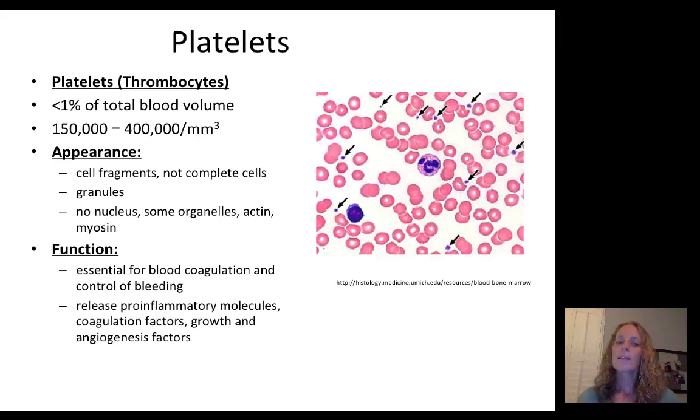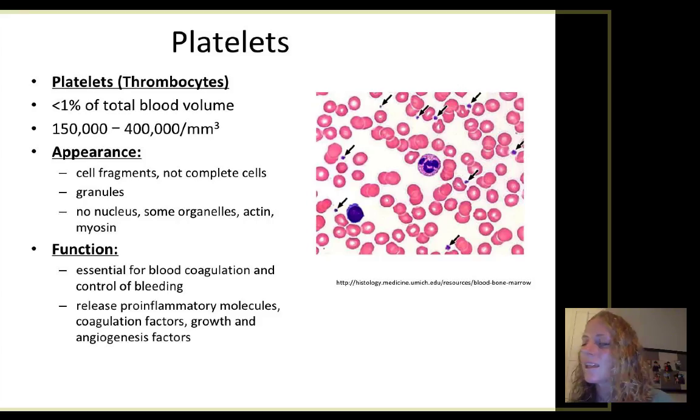For the cellular components, or the formed elements of blood, we also have platelets. Platelets are called thrombocytes, and they're less than 1% of the total blood volume. About 150,000 to 400,000 for the counts for platelets. They are not complete cells, they're just fragments. And if you didn't know what they were, you might just think that they were dust on your blood smear. So let's look here. Here we've got this image that has several arrows pointing to the platelets. So there's one, see that little speck there? There's another one. All these little specks are not artifact in the blood smear, they're actually platelets.